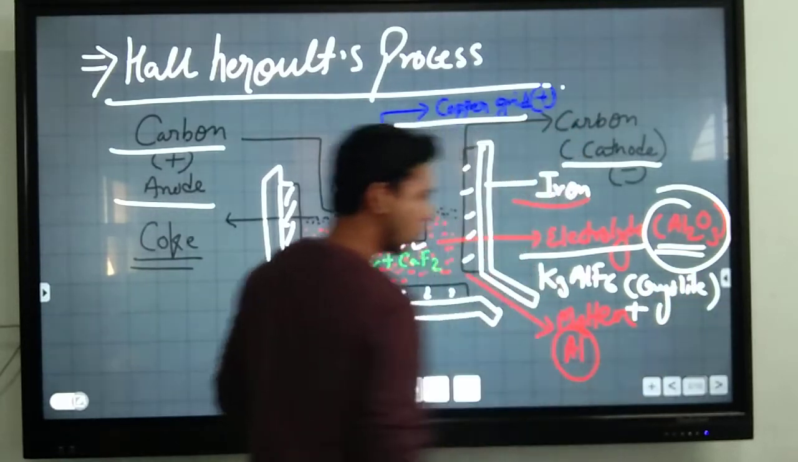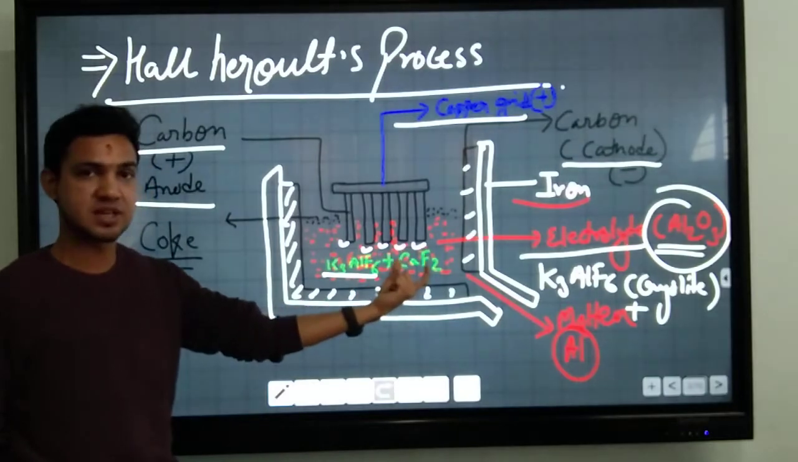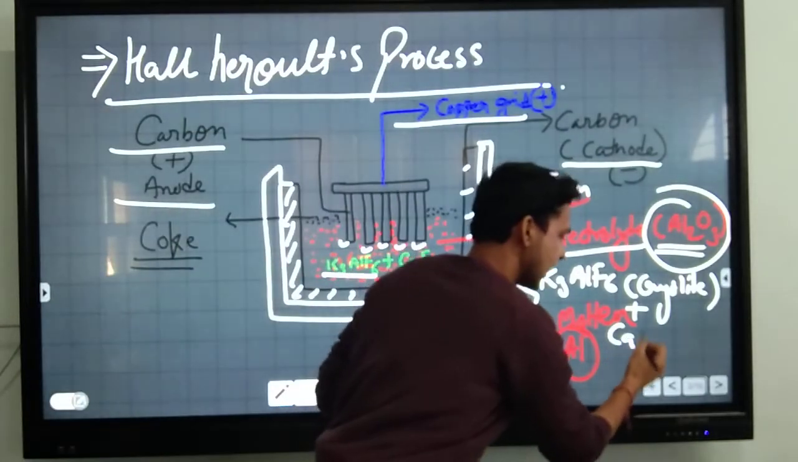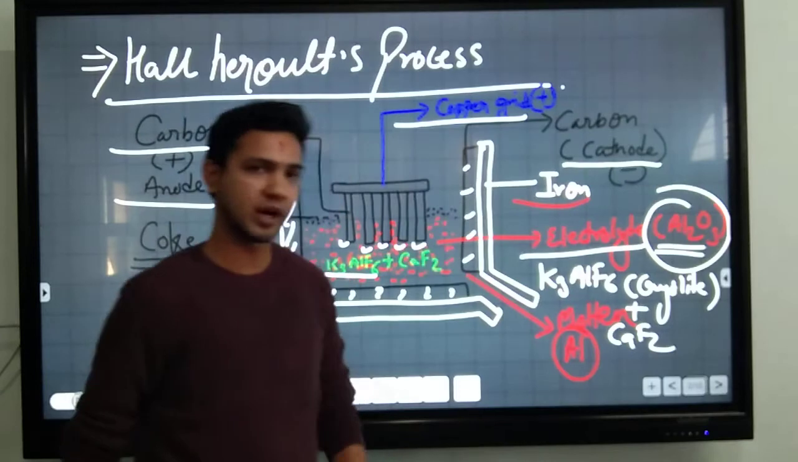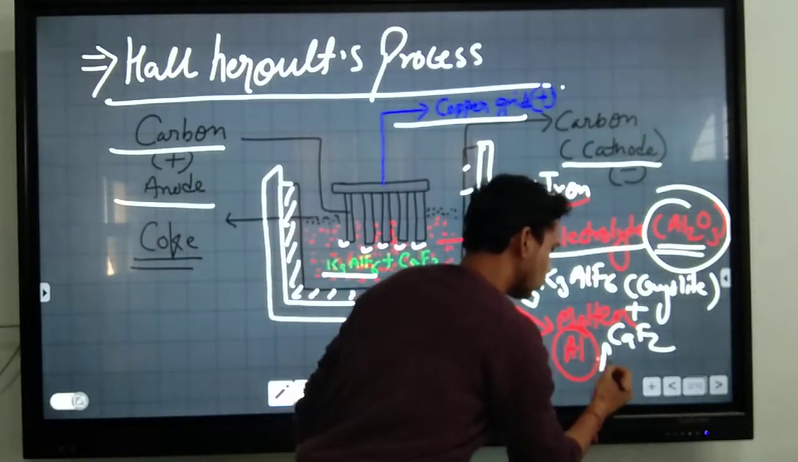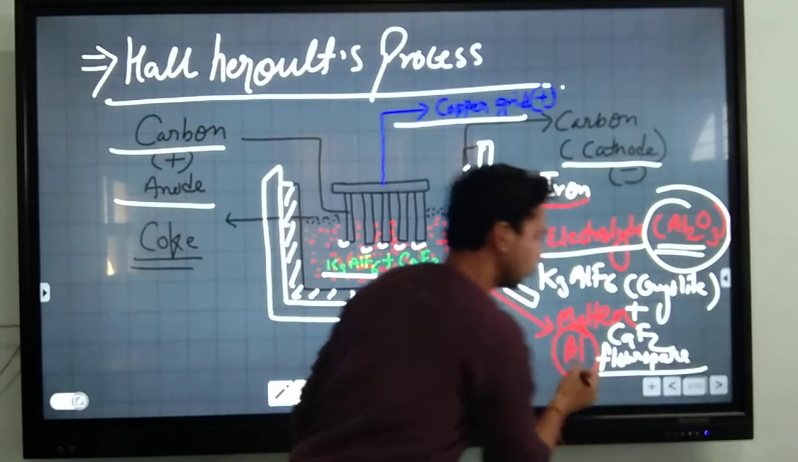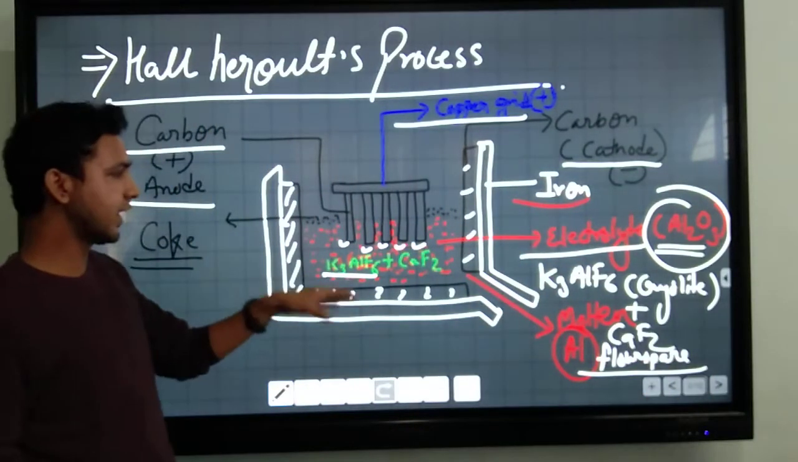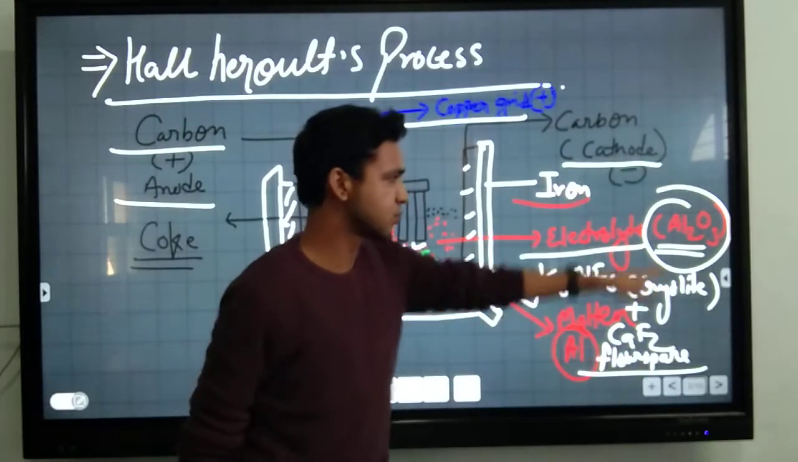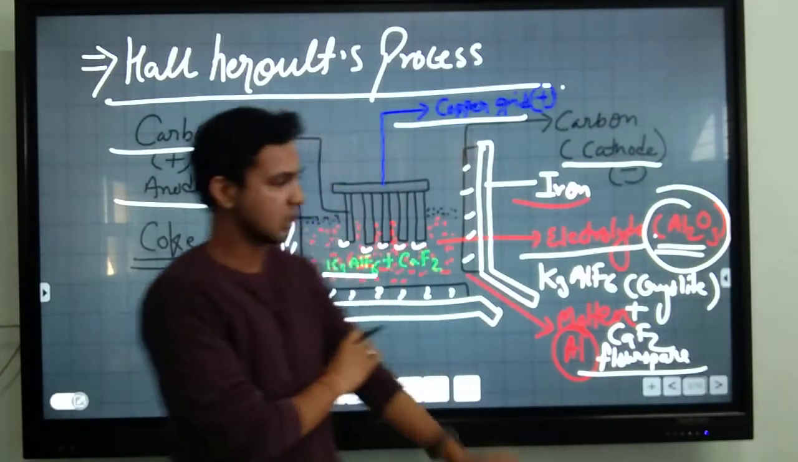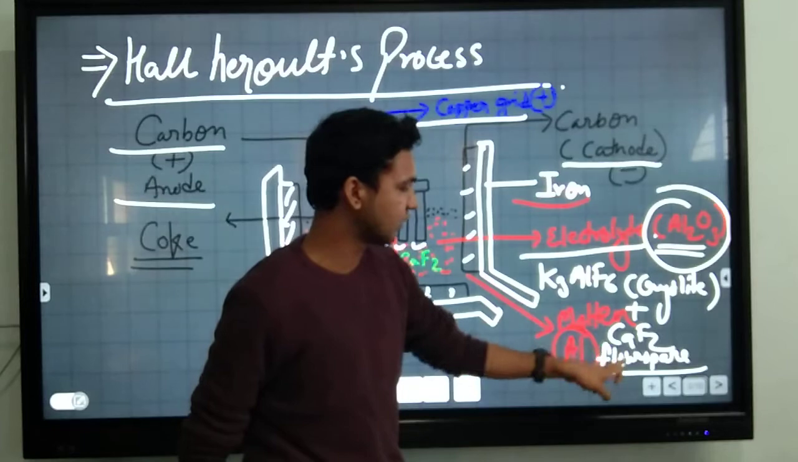And then we are also adding another substance, CaF2. CaF2 is calcium fluoride, but generally it is known as fluorspar. It is another ore of calcium. So here we are adding cryolite as well as fluorspar with Al2O3. What is the role of the cryolite and fluorspar?